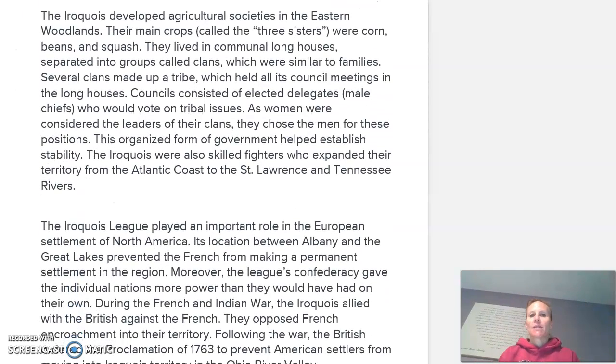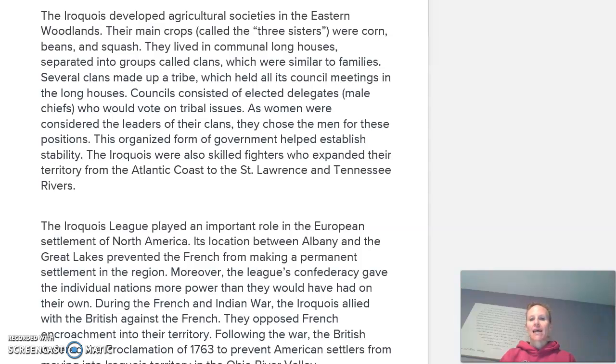The Iroquois developed agricultural societies in the eastern woodlands. Their main crops, called the Three Sisters, were corn, beans, and squash. They lived in communal long houses, separated into groups called clans, which were similar to families. Several clans made up a tribe, which held all its council meetings in the long houses.